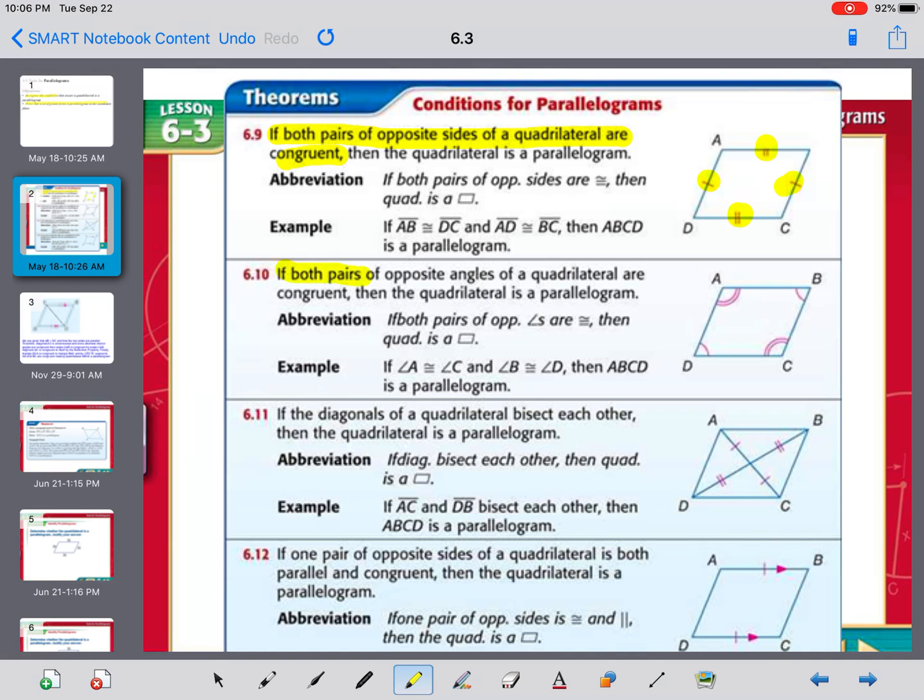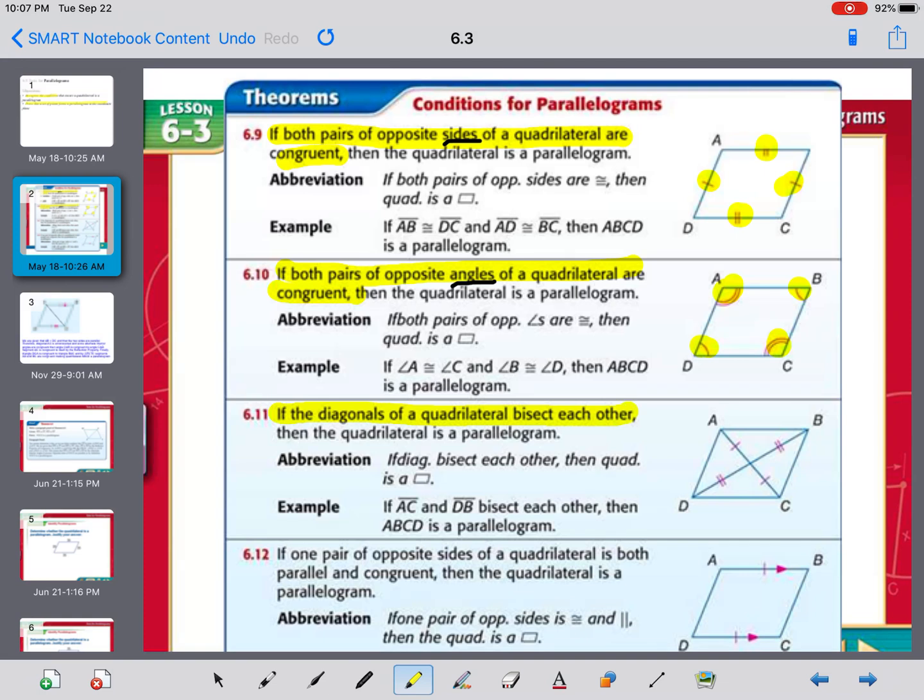The second condition or theorem is if both pairs of opposite angles of a quadrilateral are congruent, then the quadrilateral is a parallelogram. I said sides, it's angles, because the first one says sides. So you can see opposite angles are congruent.